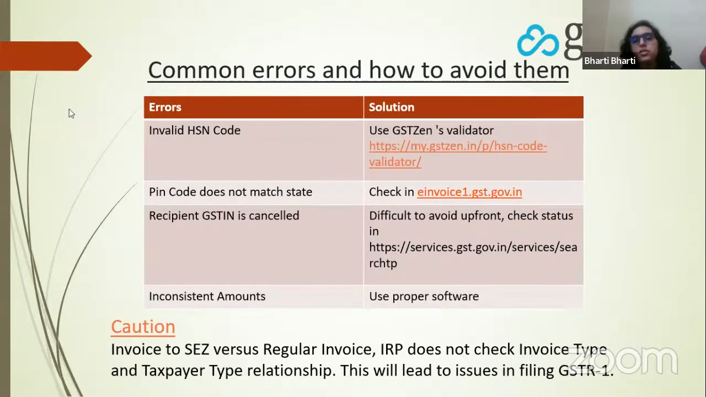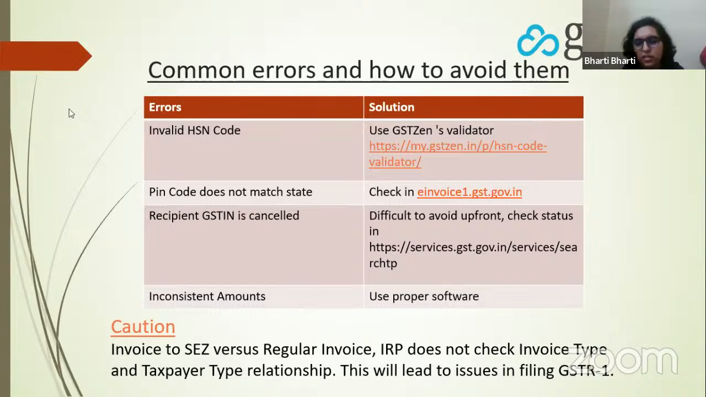Okay, so some common errors and how to avoid them. If you're providing an invalid HSN code, you can verify the HSN using GSTZen's validator. It is a free tool available on the website. The PIN code does not match the state. The government on the e-invoice portal has provided the list where all the pins belonging to a state are given. You should check if you are giving the correct pin.